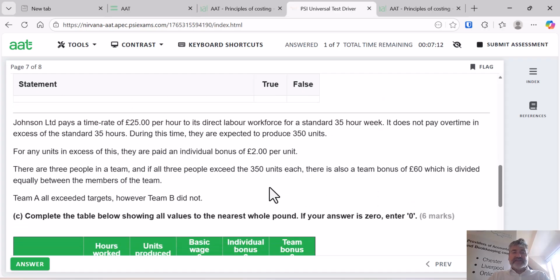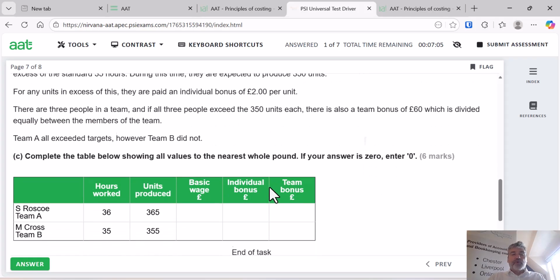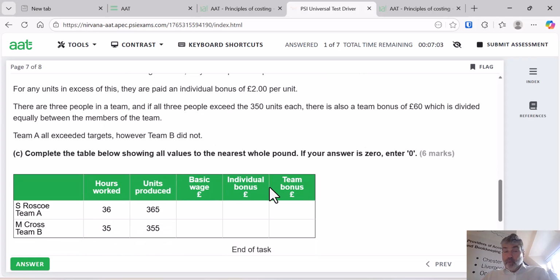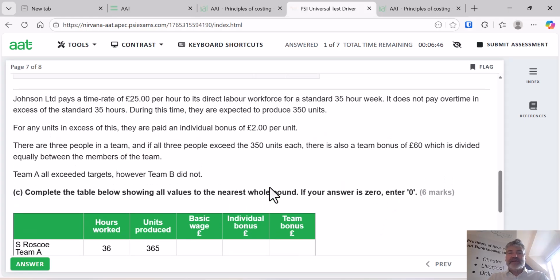The final part of our task here is about labour costing, and we're given some information to enable us to work out the wage elements of two employees, S. Roscoe and M. Cross. They're in different teams. Roscoe's in team A, Cross is in team B. We're given information about the hours they've both worked and the units they've produced. Now, in terms of how the pay is calculated, we're given that information.